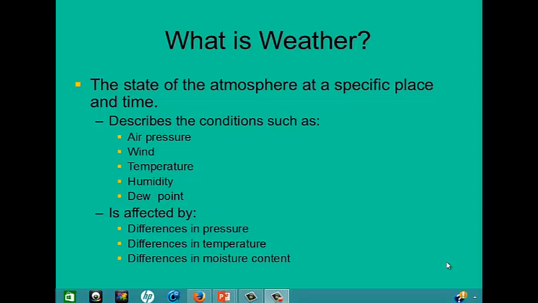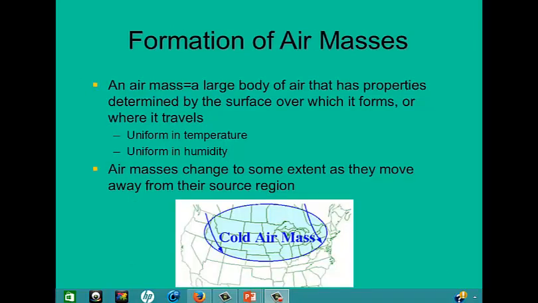Well, this also includes conditions such as air pressure, also known as barometric pressure, wind, temperature, humidity, or the amount of water vapor in the atmosphere, and dew point. It's also affected by differences in pressure, differences in temperature, and differences in the moisture content. So we're first going to look at the formation of air masses.